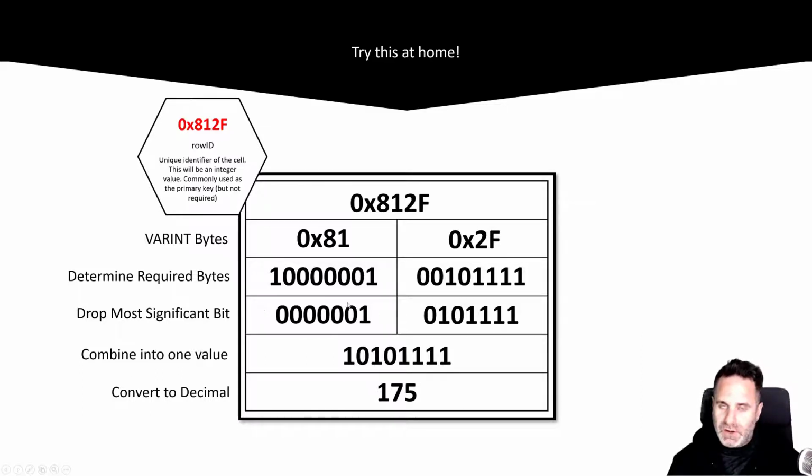You can drop all these zeros. They wouldn't add anything to it anyway. Combine, and we get 175. So the row ID for this cell is 175.